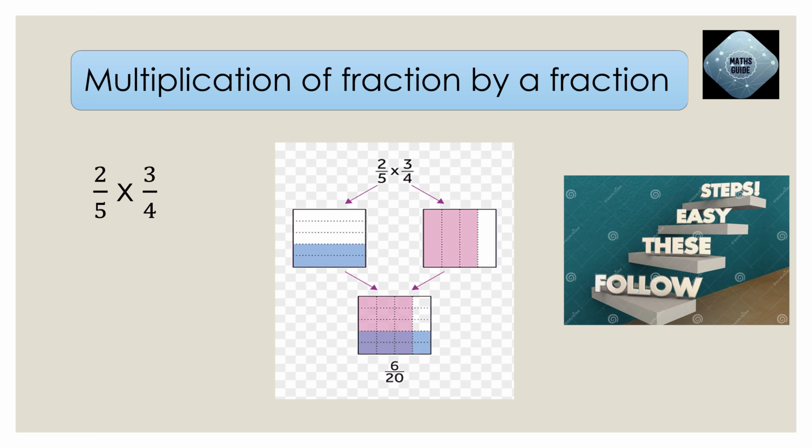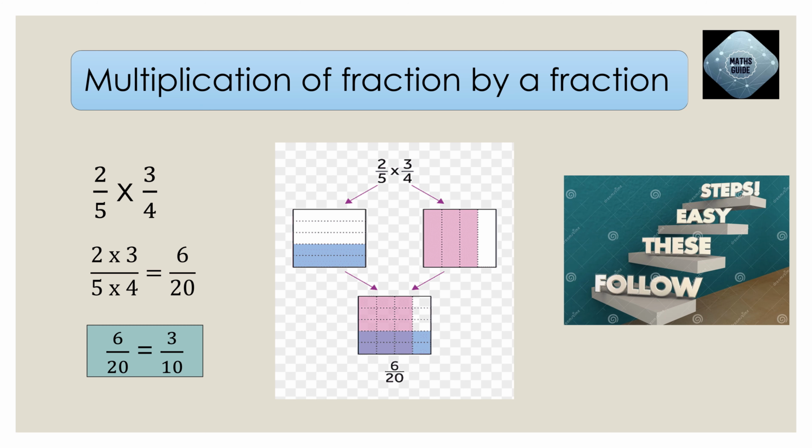We will multiply numerators and then we will multiply denominators. So when I multiply 2 by 3, I get 6, and 5 by 4, I get 20. So 6/20 is our required answer. As you can notice, the answers are the same for both methods. But this answer is not in its simplest form. So the simplest form of 6/20 is 3/10.